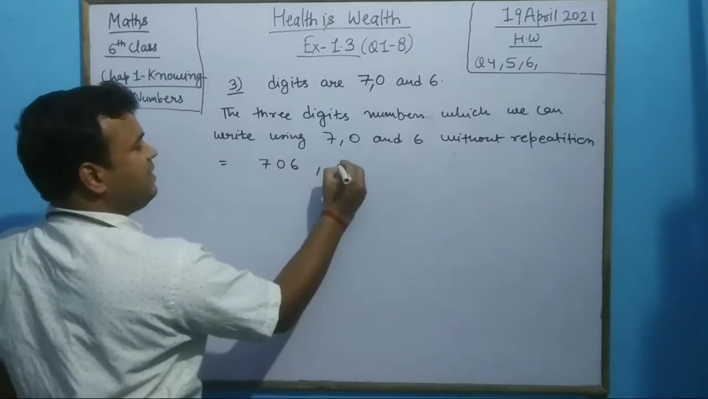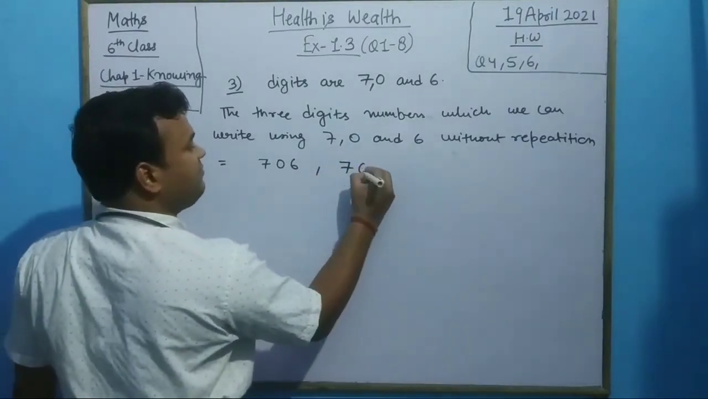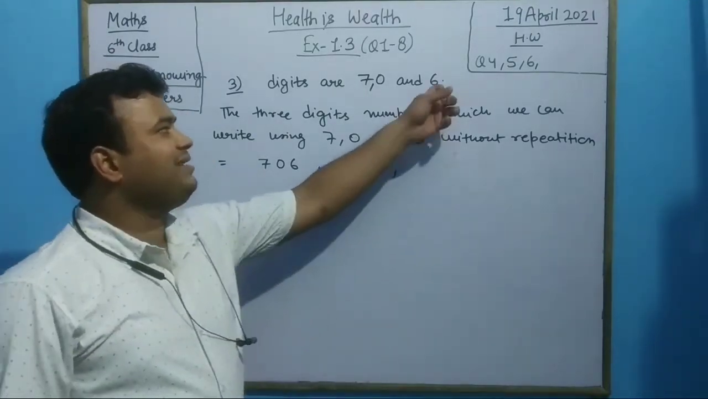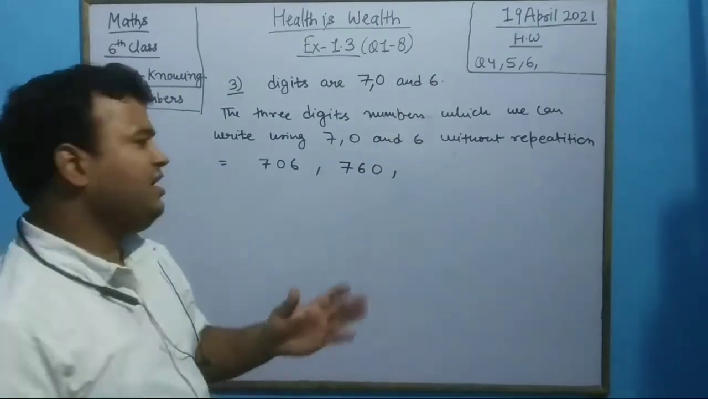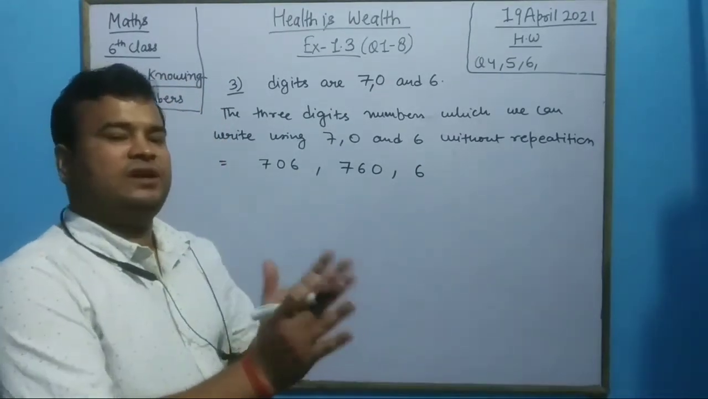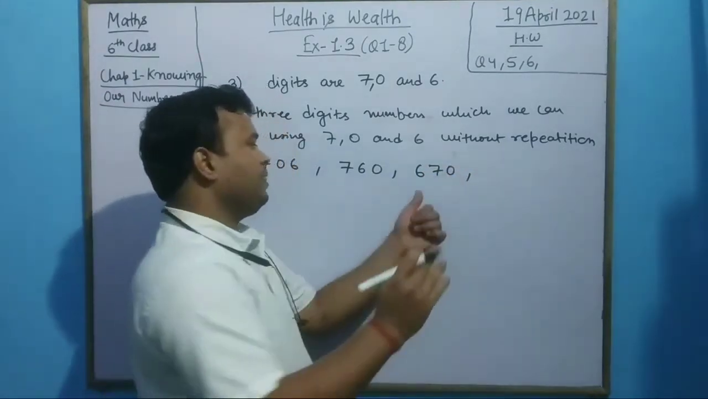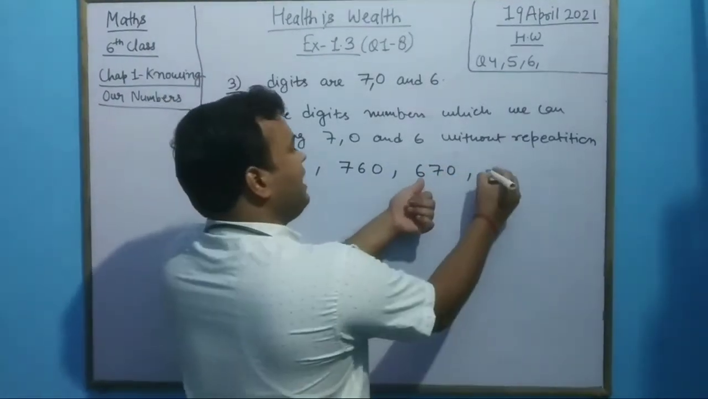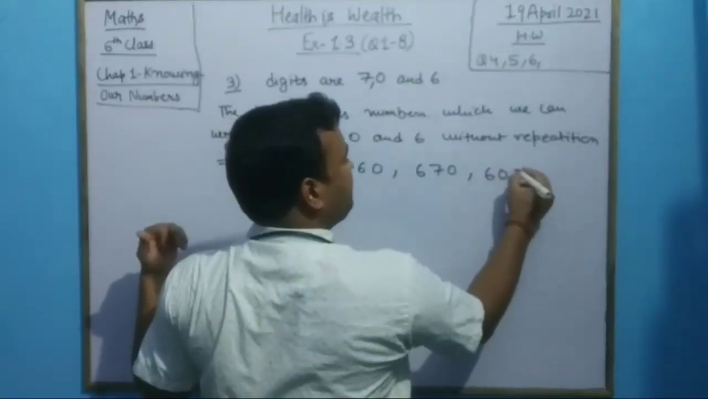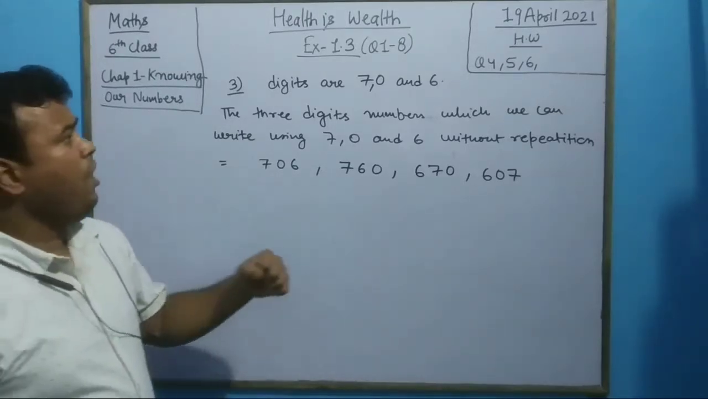Now interchange them. 7 will be at 100 place. Interchange the other digits, that will be 760. Again, take 6 at 100 place. I have taken 6 at 100 place, and the rest of the digits at the other places, that is 670. Now hold it at 100 place and interchange both the digits. This is 607.